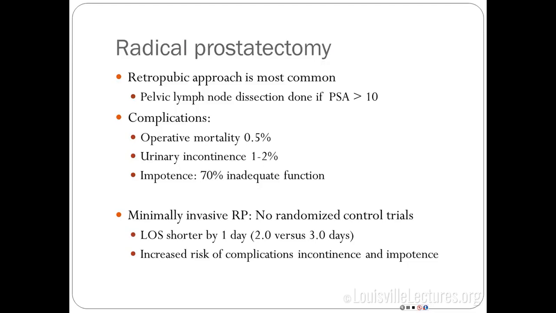So radical prostatectomy is usually done with a retropubic approach, and you also do a pelvic lymph node dissection based on whether or not you suspect there to be lymph node metastases. You can see here the complications. Your operative mortality is about 0.5%. Erectile dysfunction is about 70%. Urinary incontinence about 1 to 2%.